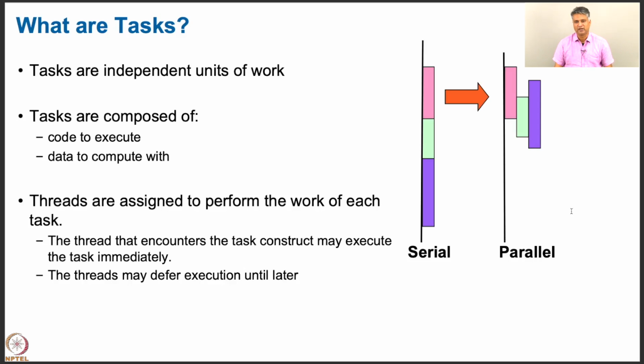So on the right side, if you look at it, there are 3 tasks which are denoted by 3 different colors. If you are going to do a serial code, each of these tasks would have to be performed sequentially. But in parallel, each task is now assigned to a different thread and the thread may execute the task immediately. The threads may also defer execution until a later time. And you can see how these threads are executing these 3 separate tasks in parallel, which are generally not in the same synchronicity.